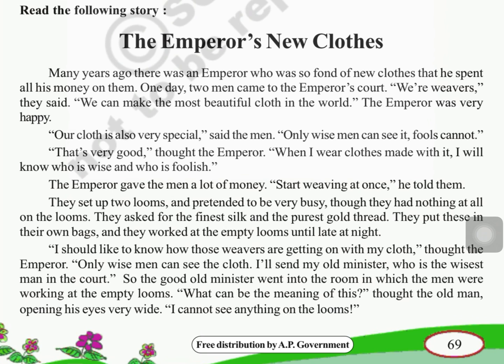One day, two men came to the emperor's court. What happened one day? Two men came. Then what did they do? Two men came to the emperor's court. Then they started speaking. Let us go through. Then we'll get an idea.